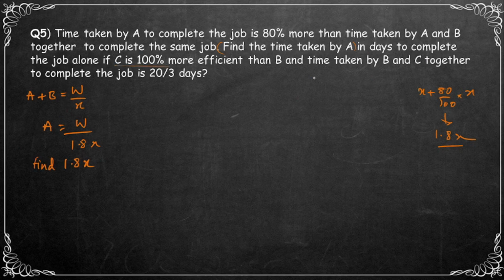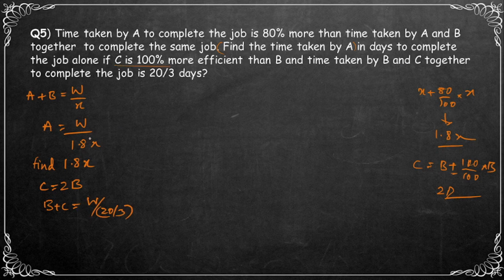If C is 100% more efficient than B, C is equal to B plus 100% of B, which is nothing but 2B. So C is equal to 2B. Now they are saying B and C together can complete that work in 20 by 3 days.